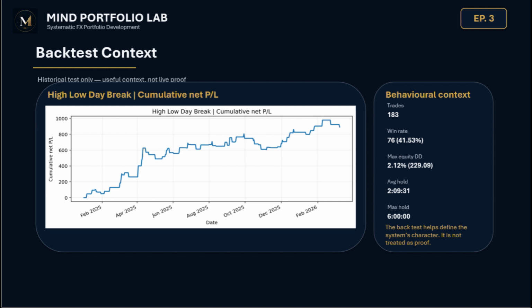In this case, the trade sample is large enough to be useful, and the holding behavior is relatively short-term compared with some of the other portfolio components. In the uploaded test, the average holding time is a little over 2 hours, with the longest positions around 6 hours. That matters because it tells me something about the role of this EA. It is not one of the longer hold systems. It is not primarily there to capture multi-day moves or weekend exposure. It gives the portfolio a more intraday, level-driven component.